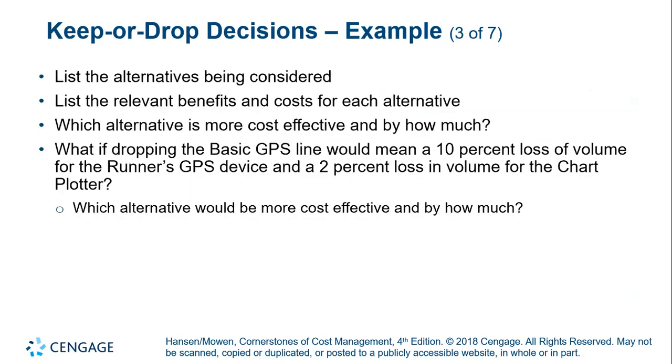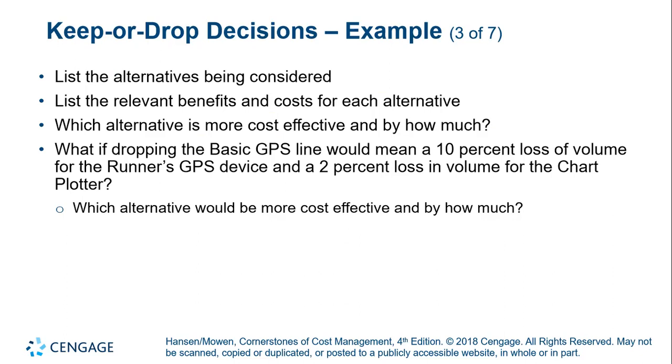Okay, so list the alternatives and costs for each alternative. List the relevant benefits and costs. If we have the two, which alternative is more cost effective and by how much? What if dropping the basic GPS line would mean a 10% loss of volume for the runner GPS device, and a 2% loss in volume for the chart plotter? Which alternative would be more cost effective and by how much?